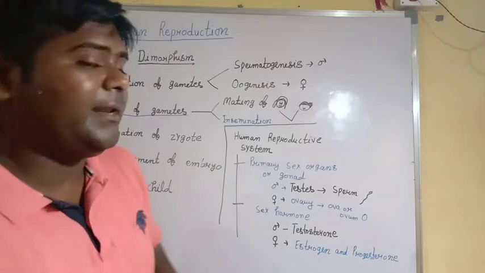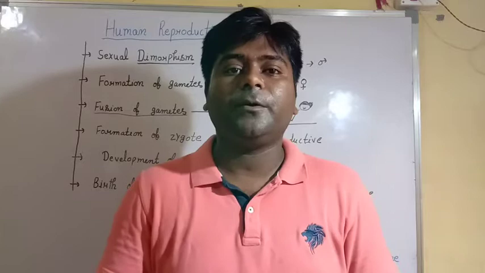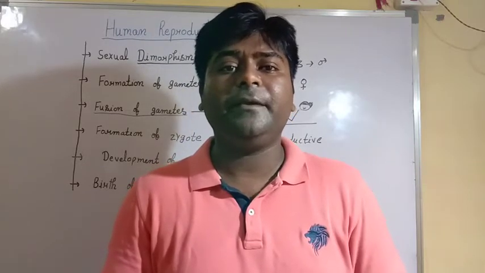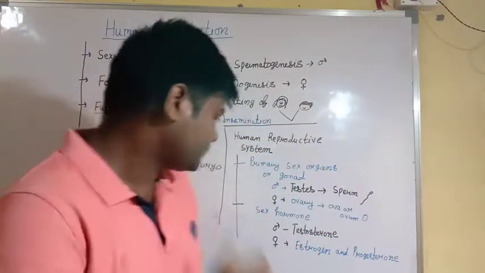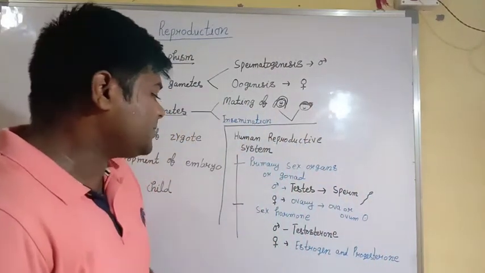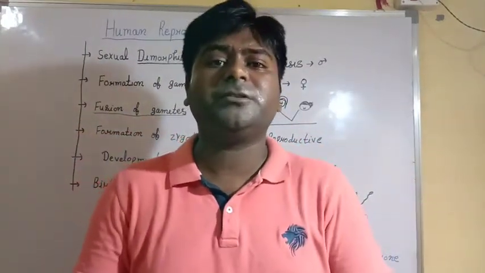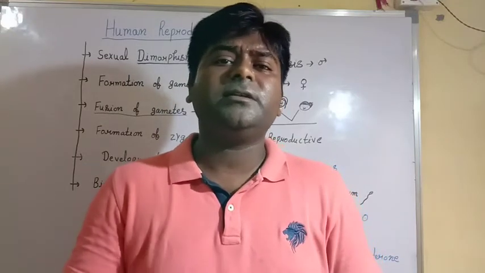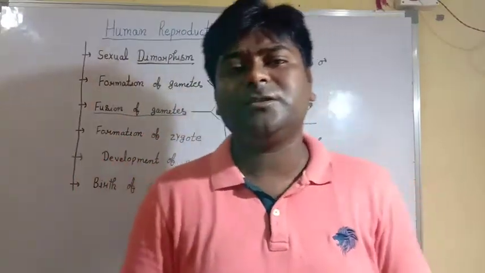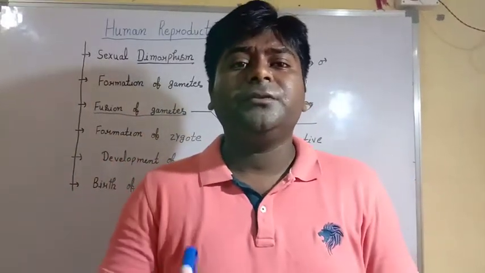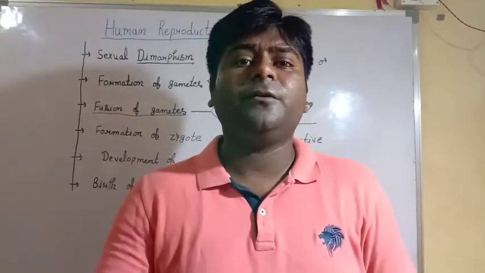In case of the female, the ovary is the primary sex organ responsible for the production of the female gamete, that is ovum, we also call ova, and sex hormones are also produced by the ovary, that is estrogen and progesterone. Students, try to understand, these are the 2 hormones in case of the females, estrogen and progesterone. There are many more as well. These 2 hormones are very important for the production of gametes, and they have the ovarian cycle.